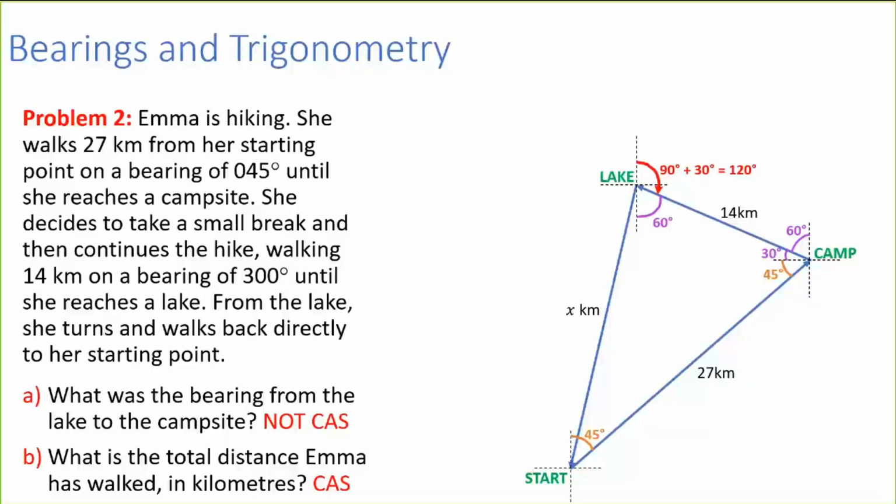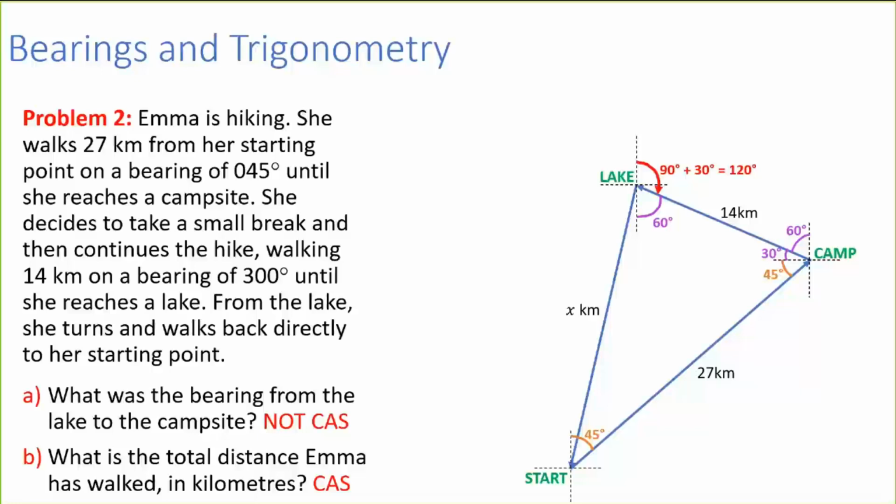Now, the total distance relies on us having figured out x. So x there is the unknown length. And as you can see, we've got two other lengths given. We've got only one internal angle, which is that angle at the campsite, the 75-degree angle. And the 75-degree angle is between the two lengths. In this case, we have to know that we have to use the cosine law.